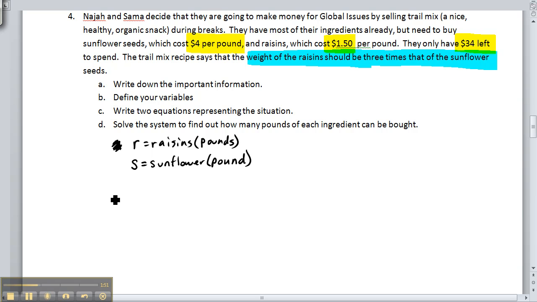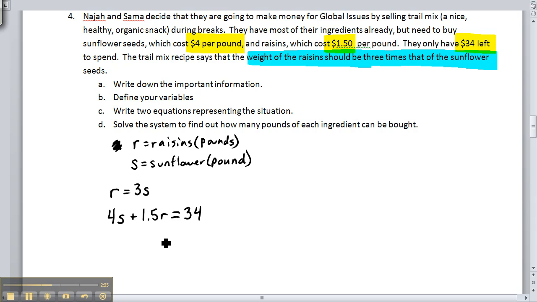Let's write 2 equations representing the situation. I know that the weight of the raisins should be 3 times that of the sunflower seeds, so R = 3S. Awesome. Now I need a second equation, so probably the money this time. The sunflower seeds are $4 per pound, so $4 times S, plus the raisins, which are $1.50, so $1.50 times R, should total up to $34 left, assuming I'm going to spend all of that $34.